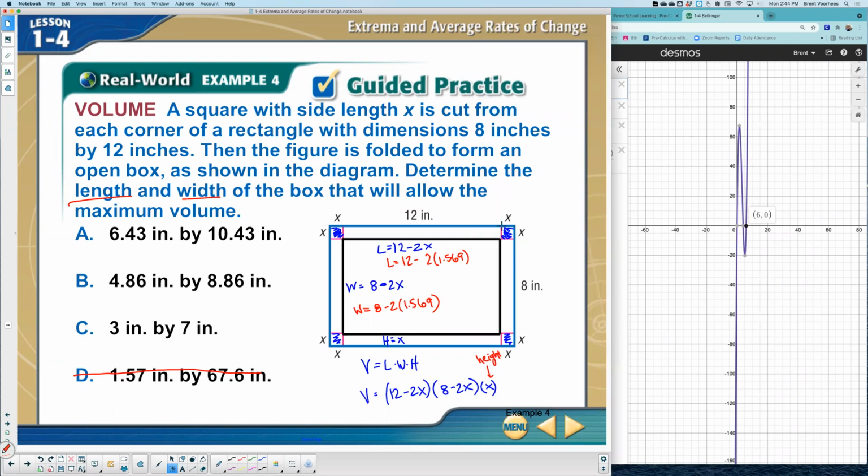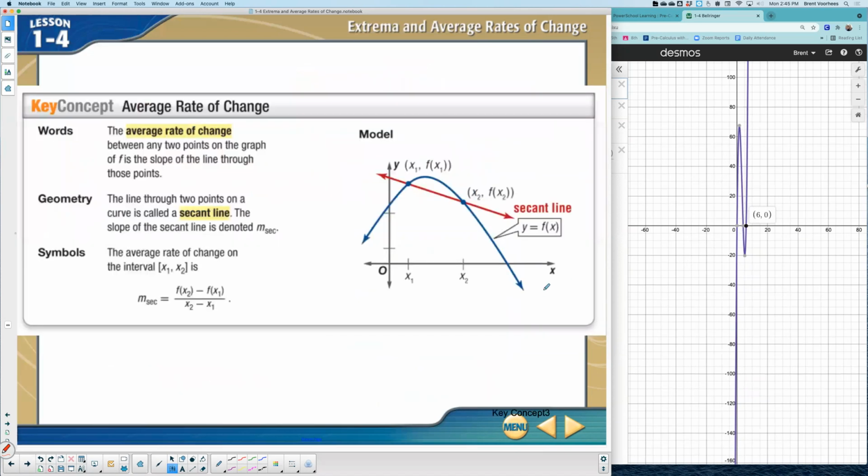If you cut more than 6 inches from this side and more than 6 inches from this side, this whole piece falls off. Same is true here. If you cut more than 6 inches from the left, more than 6 inches from the right, it falls off. So this part is not realistic. You're only looking in this first part that's in quadrant 1. That's all you would use for the real world. With that, let's go to example 5, secant lines.